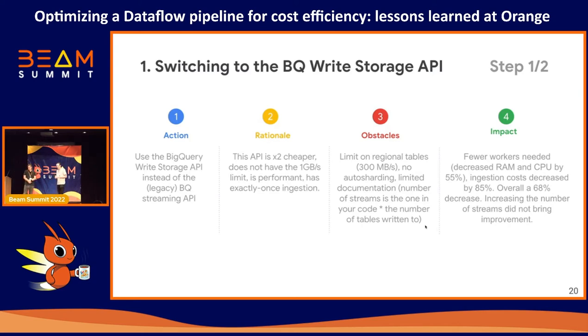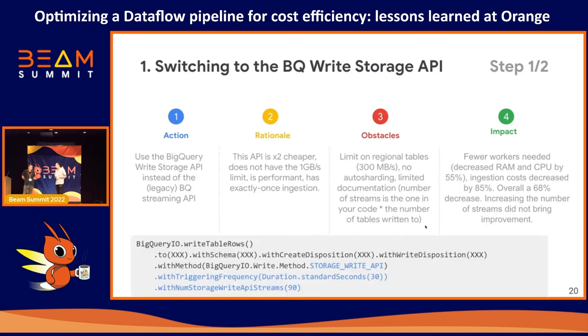We had some obstacle there, because the first thing you need to know if you're using BigQuery in your pipeline is that if you're writing to regional tables, you have the 300 MB/s limit. So go with multi-regional tables, and you're going to have a 3 GB/s limit, which was enough for us. Also, no auto-sharding. So you pretty much have to understand yourself how many streams you're going to open in BigQuery. And the documentation was a little bit limited.